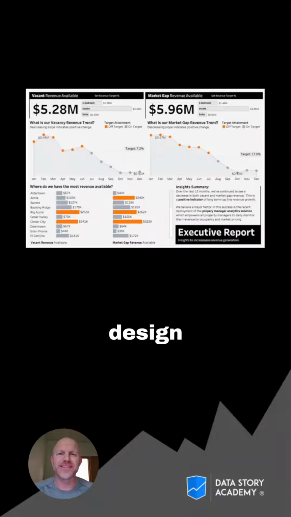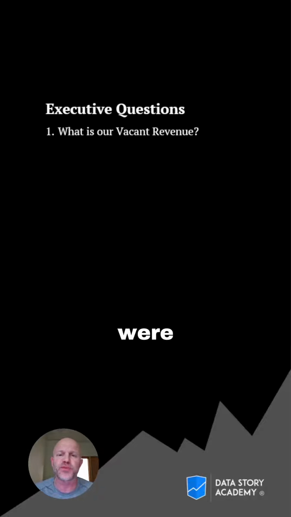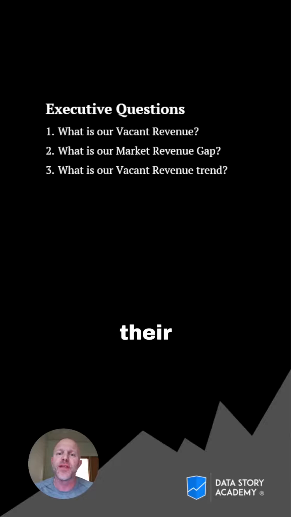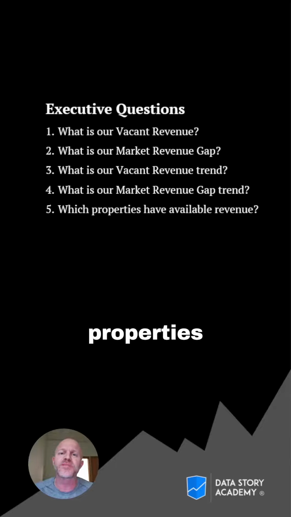I want to show you how to design dashboards for executives. It starts by understanding what are the top priority questions that my executives care about. In this commercial real estate example, they cared about 5 key questions, which were all about vacant revenue, market gap revenue, their vacant revenue trend over a 12-month period, and their market gap revenue trend, as well as which properties had the most available revenue.